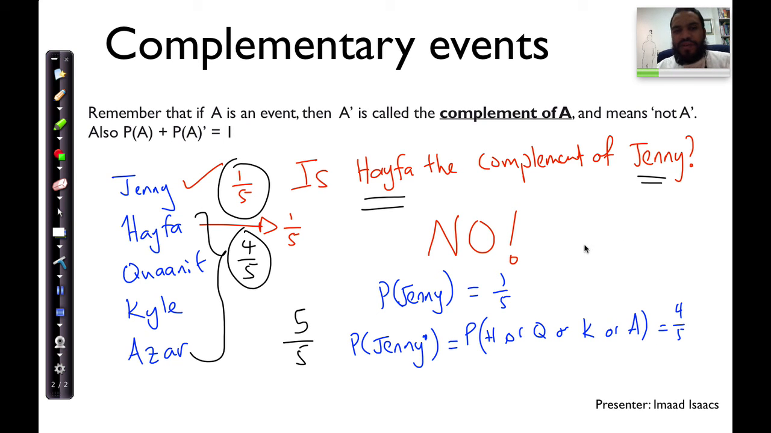So that's how you test if events are complementary. You simply add the probability of the two events, and if they add up to 1, then you say the events are complementary of one another. So I think that gives us a basic understanding of complementary events, and I hope that you understand the test thereof, and that if I'm in a crowd of 10,000 people and I'm Imaad, the complement of Imaad is the other 9,999 people in there. That's how we do complementary events.